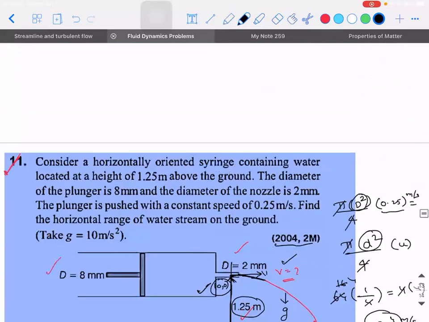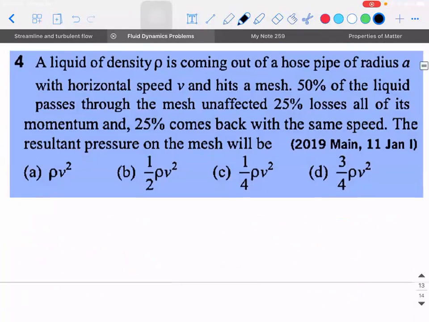So let's try one last problem. You guys try this. It has nothing to do with the concepts that we have learned till now. You have to think in terms of the question itself. The liquid of density rho is coming out of a hose pipe of radius A with a horizontal speed V, and it hits a mesh. 50% of the liquid passes through the mesh unaffected, 25% loses all its momentum, and 25% comes back with the same speed. The resultant pressure on the mesh will be how much?